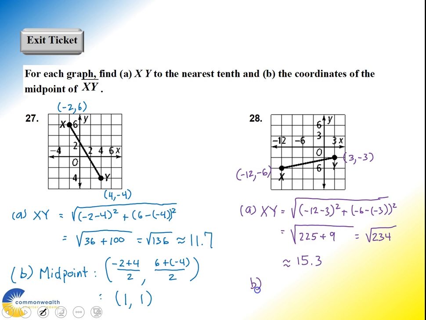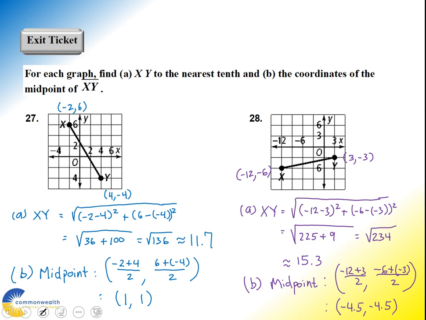Whereas for part B, the midpoint, again, I'm going to average my x coordinates. So I'm going to take -12 plus 3 all over 2, and I'm going to take my y coordinates and do the same thing. -12 plus 3 is -9, divided by 2 is -4.5. And -6 plus a -3 is -9, divided by 2 is another -4.5.